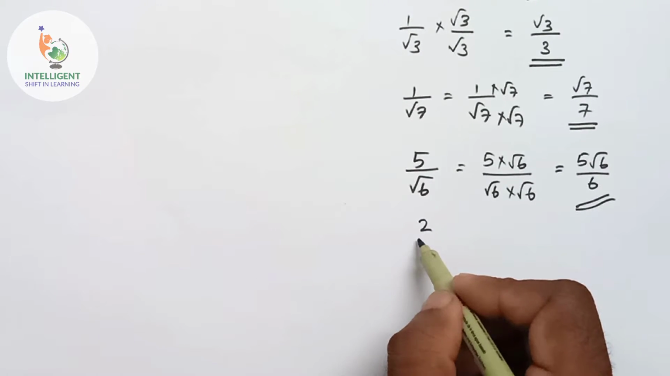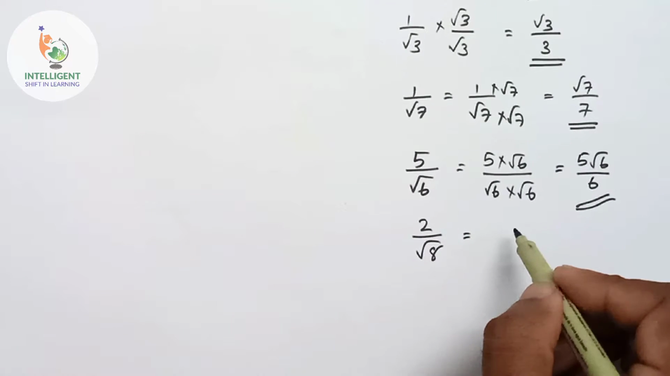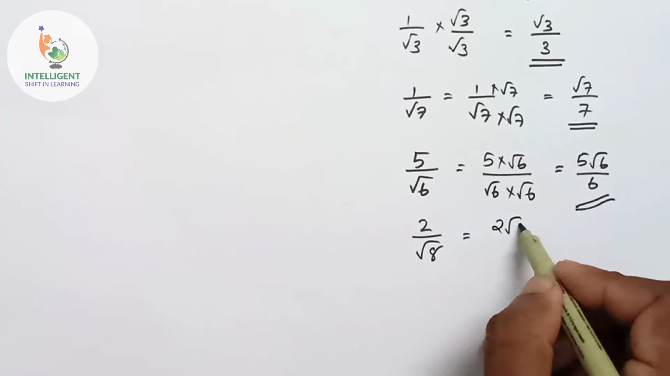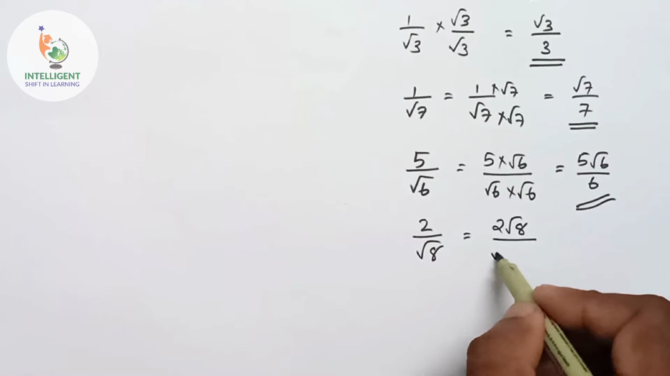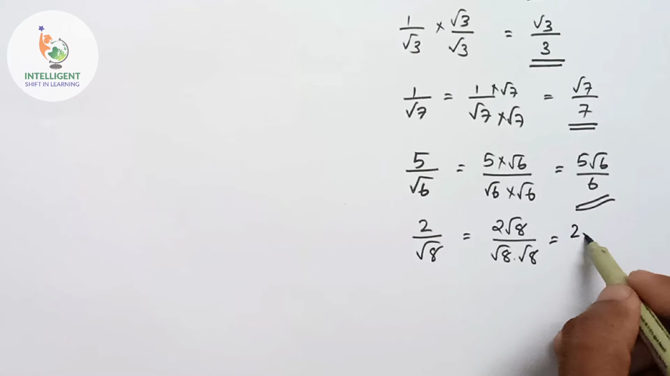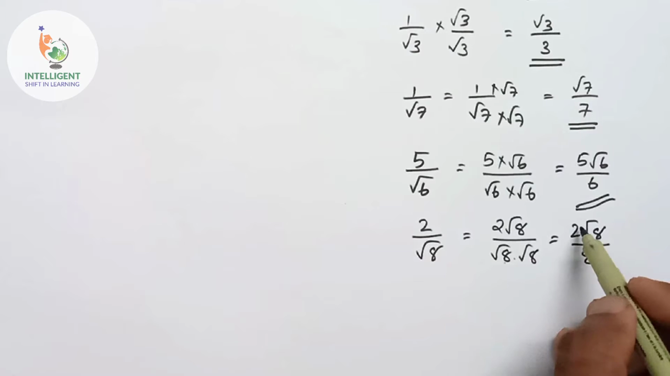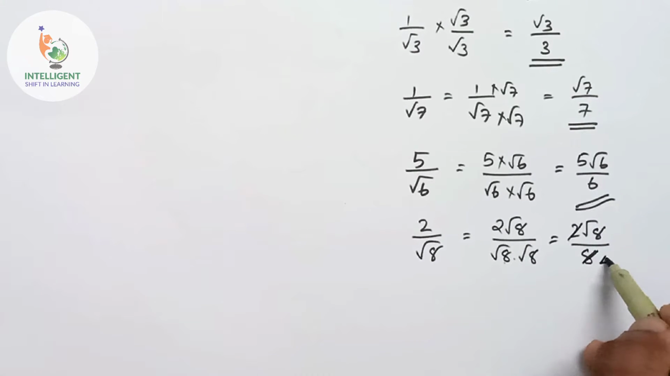2 by root 8 is equal to 2 root 8 by root 8 into root 8 is equal to 2 root 8 by root 8 into root 8, 8. We can simplify, which will be root 8 by 4.